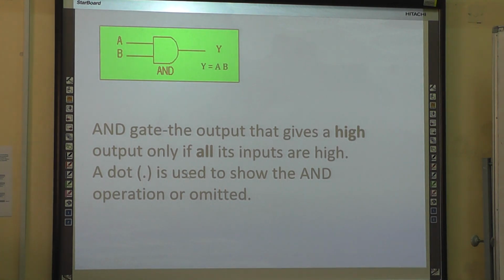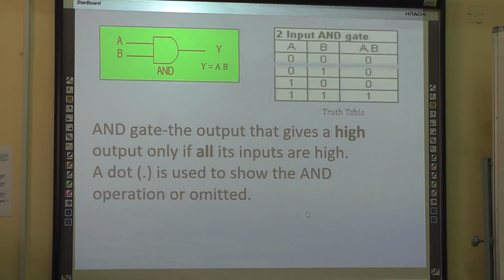So as I've said here, only if all inputs are high, the output is high. Let us see. Look at here, the inputs A and B. If it is 0, 0, the output is 0. 0, 1, still 0. 1, 0, the output is 0. But if the inputs are 1, 1, that is the time the output will become 1.